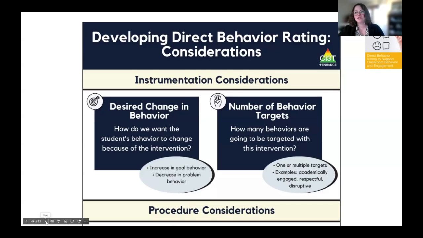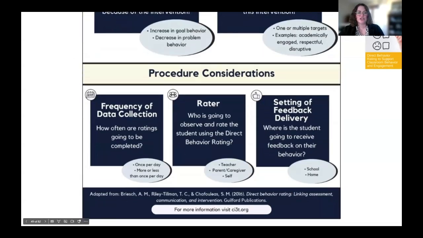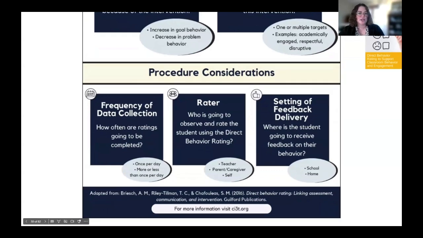Now, the other considerations that I want to take a moment to bring to your attention are procedural in nature. Okay, so these have to do with frequency of data collection, the rater, and the setting for the feedback. So first, in terms of frequency of data collection, you want to consider how often ratings are going to be completed. Is it going to be once per day, more than once per day, less than once per day, right?